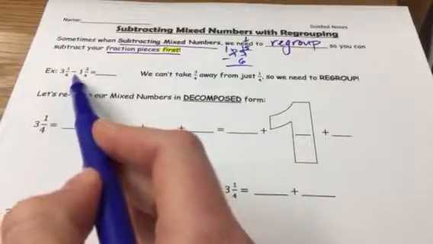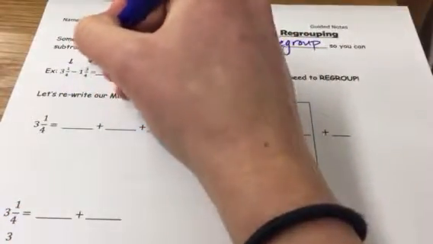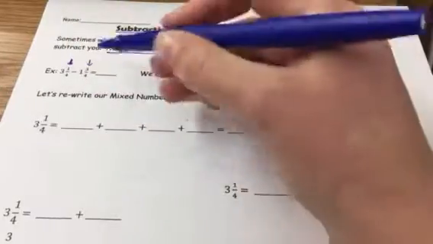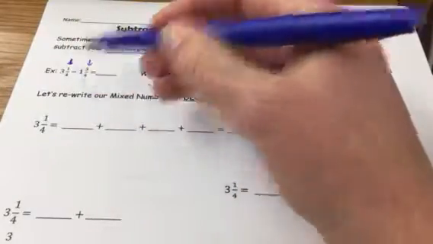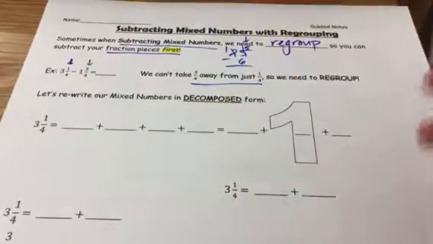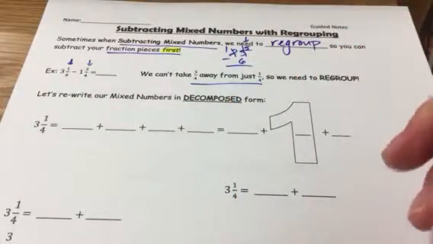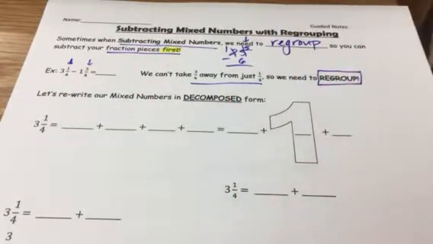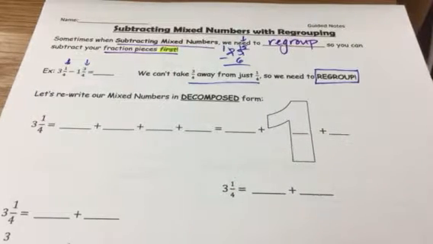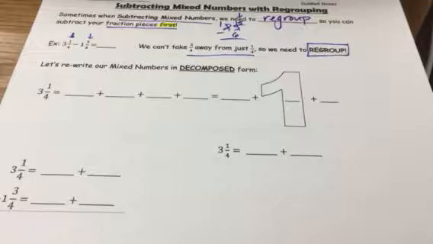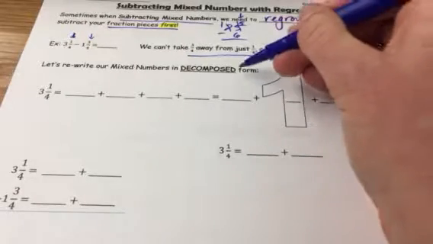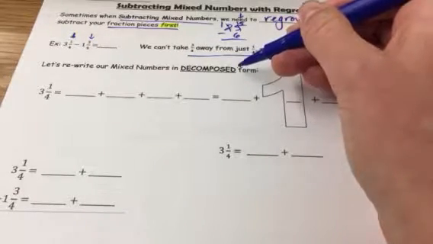3 1/4 minus 1 3/4. If we were to start with the fractions, we would be trying to take away 3/4 from 1/4, but we cannot take 3/4 away from 1/4. So we are going to need to regroup. Again, yesterday we used models. Today we're just going to go ahead and decompose, which is break up our mixed numbers into smaller parts.